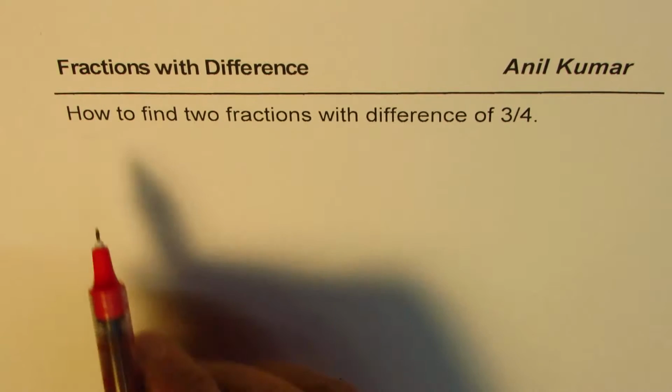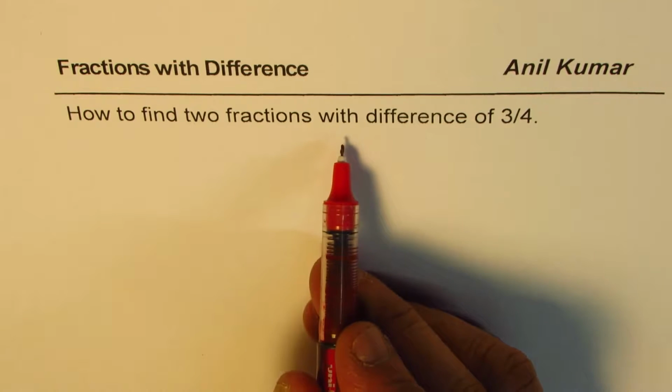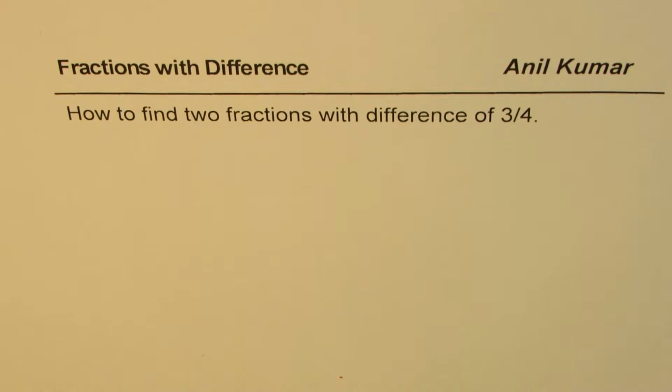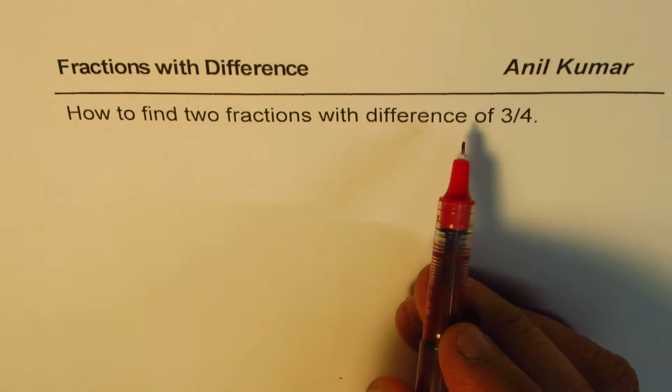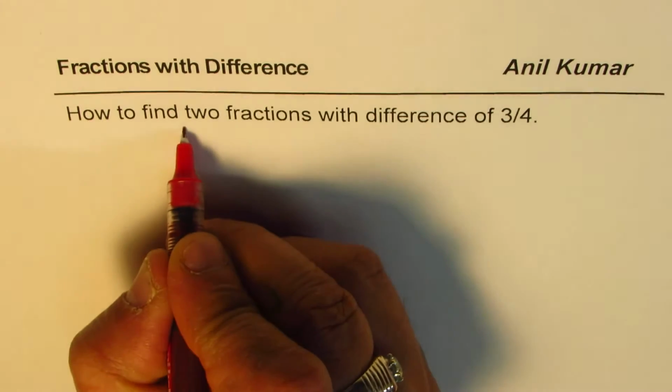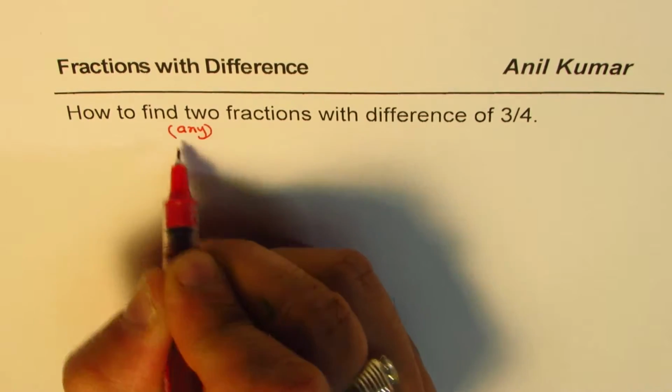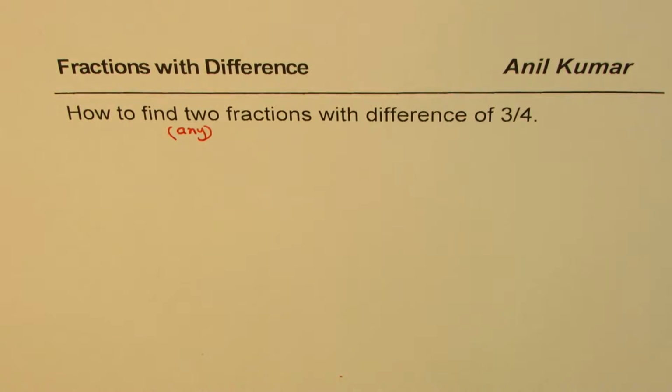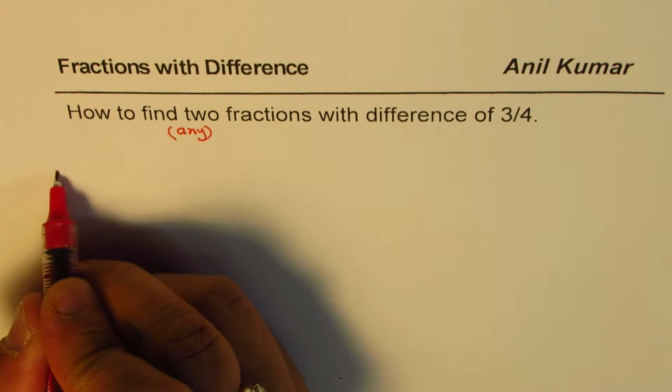The question is how to find two fractions with a difference of 3 by 4. So it's an open question. You need to find any two fractions, right? Any two fractions. That is important, with a difference of 3/4. You can always pause the video, answer the question and look into my suggestions, right?